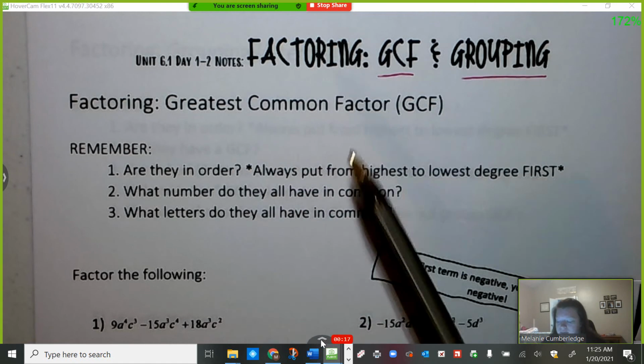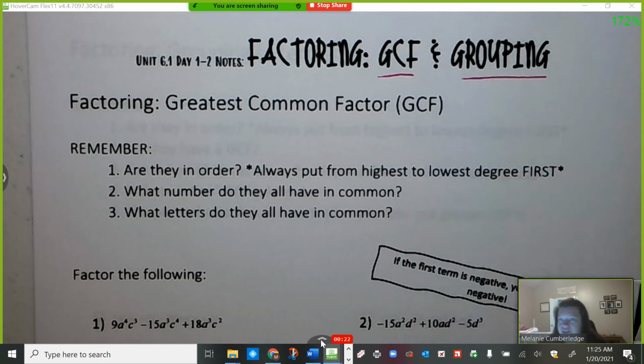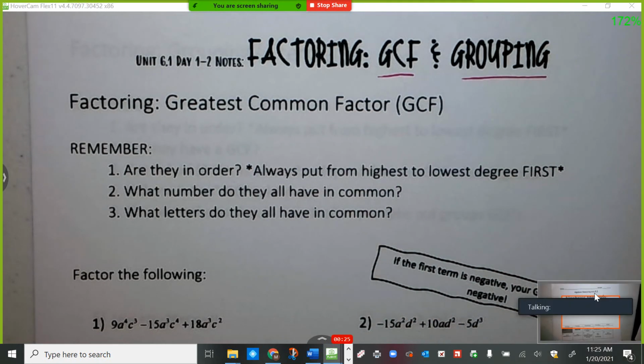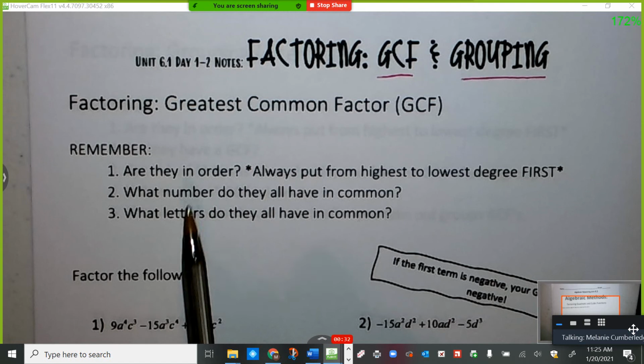Things to remember, they need to be in order. Always put from highest to lowest degree first. Okay, and what numbers do they have in common? What letters do they have in common? Your GCF can be numbers and letters.